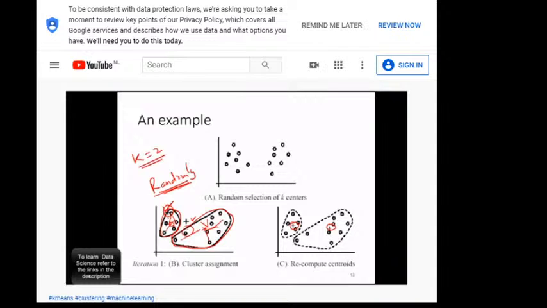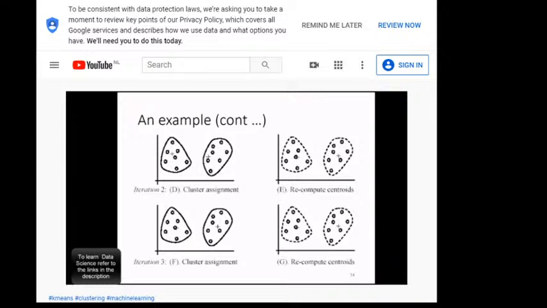regroup the clusters. That means the nearby points will be in the nearest cluster. So this data point is very close, but this is far off, right? So this data point should be in this cluster, not this cluster, right? So this regrouping will happen in the next iterations, and that's what it is.